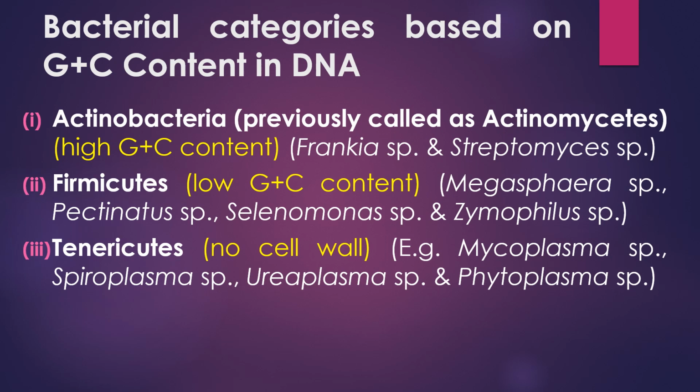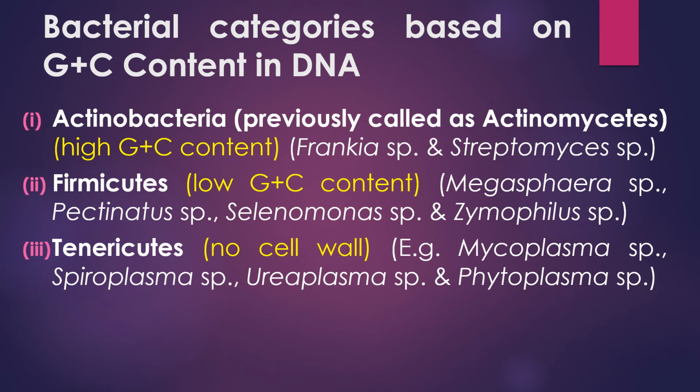First one is the actinobacteria, second one is the firmicutes, third one is the tenericutes. The actinobacteria is previously called actinomycetes, and the GC content in the actinobacteria is very high. The examples for the actinobacteria include the Frankia species, which is very well known as a nitrogen fixing bacteria in the cashew nut tree. And next, the Streptomyces species, the very important species which are highly involved in antibiotics production like streptomycin, etc.